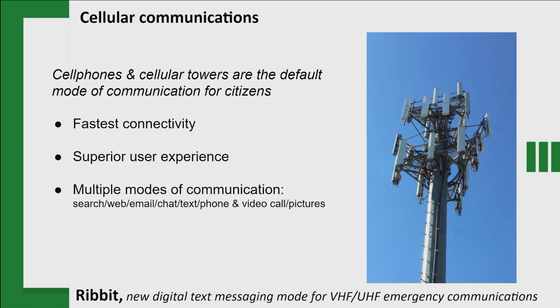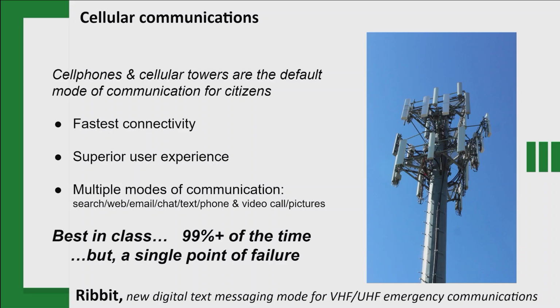The military, they got their own comms. First responders, they've got really good equipment as well. But for a citizen, we rely on a cell phone and a cell tower. And this is the default mode of communication for us. It has the fastest connectivity, the user experience is really good, and there's lots of modes inside the cell phone. You can do web search, email, chat, text, phone call, video call, sharing pictures. It's really rich, and it's best in class.